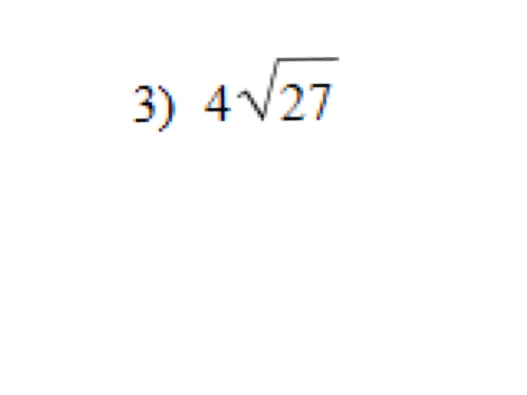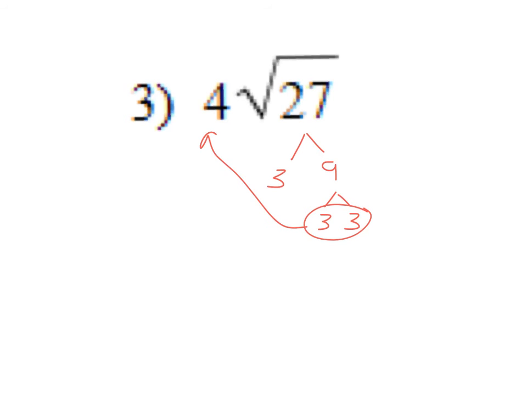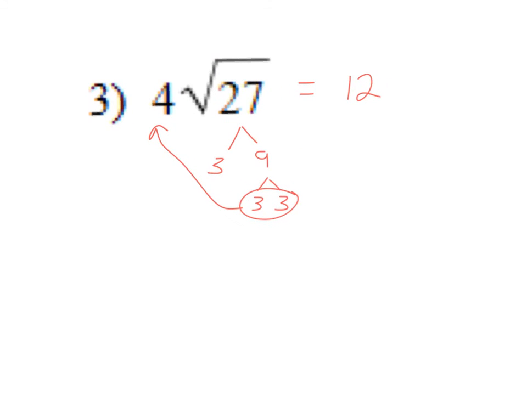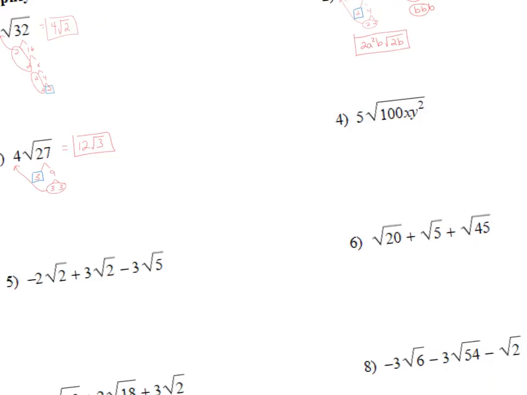Okay, on this one, we're going to go ahead and break down 27 to 3 and 9. And then 9 would go to 3 and 3. So we pair and move out the 3's. So 4 times 3 is 12 on the outside. And then you have this 3 left over on the inside. So 12 root 3 is your answer.